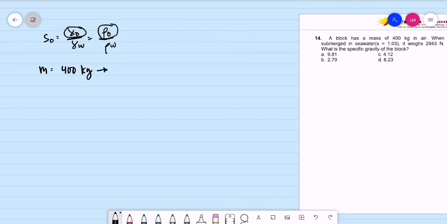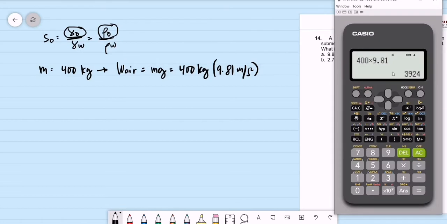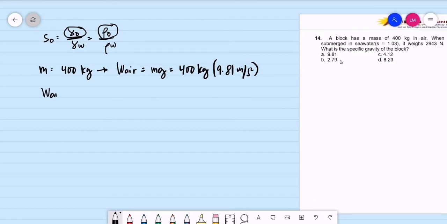From this value, we'll be having the actual weight of the object, or we can have it as the weight in air. That's equal to the mass multiplied by the acceleration due to gravity. This is equal to 400 kilograms multiplied by 9.81 meters per second squared. So what is that value? 400 times 9.81 is equal to 3,924. So we have the weight in air is equal to 3,924. Kilogram meter per second squared is the same as newtons.